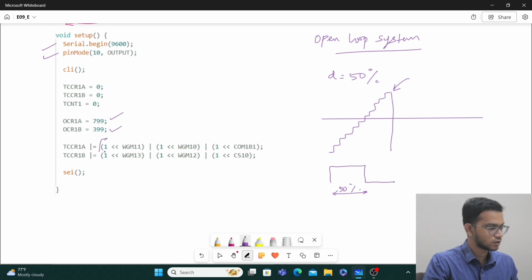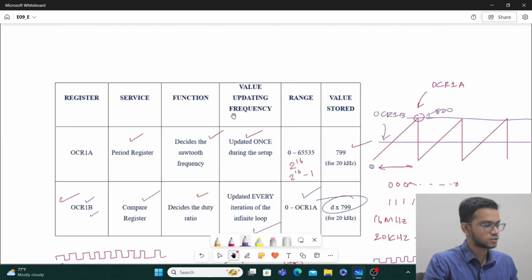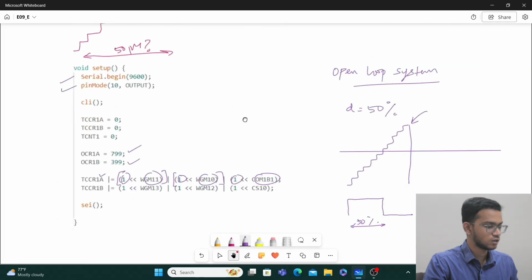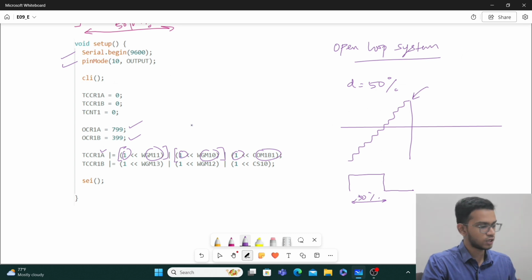And these statements mean that in this register, I am writing 1 only to this register. I'm writing 1 only to this register. I'm writing 1 only to this register. So you can go to the register reference as I've already told, and then you can see where to write 1 and then you can write it.